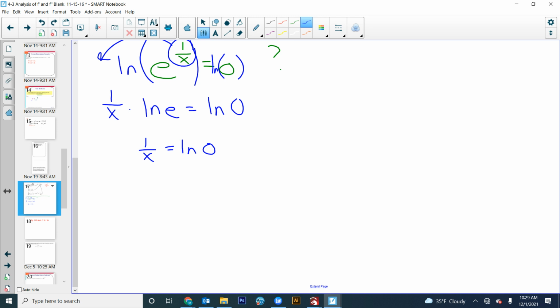14. Find all points of inflection of x radical 9 minus x squared.